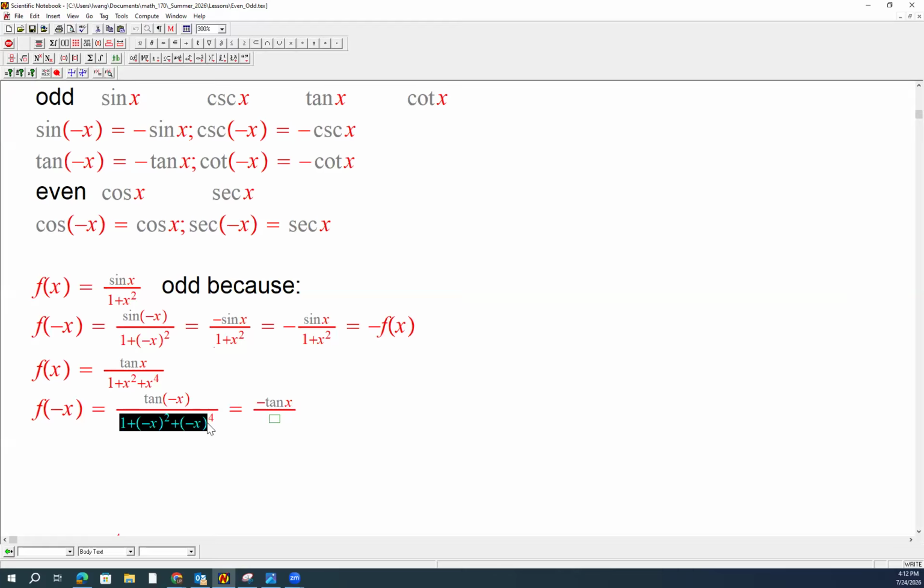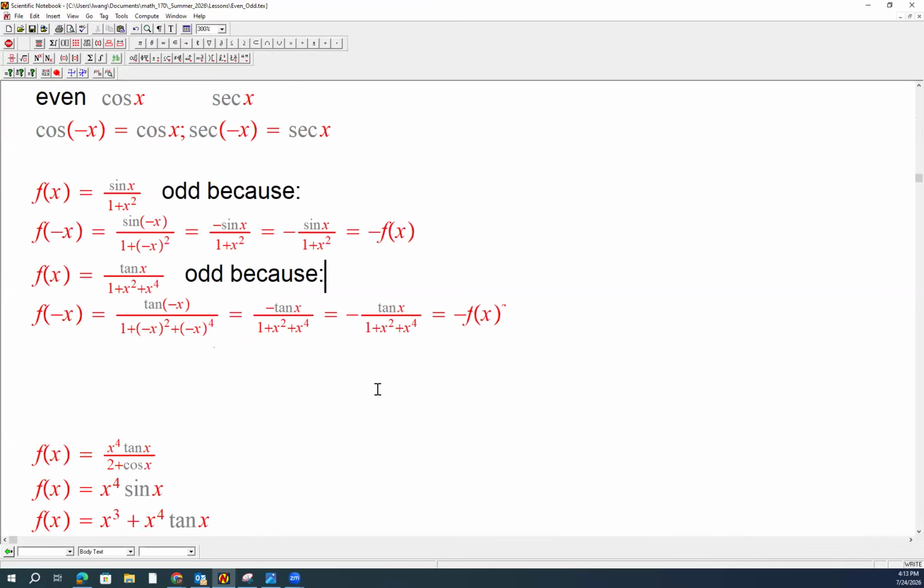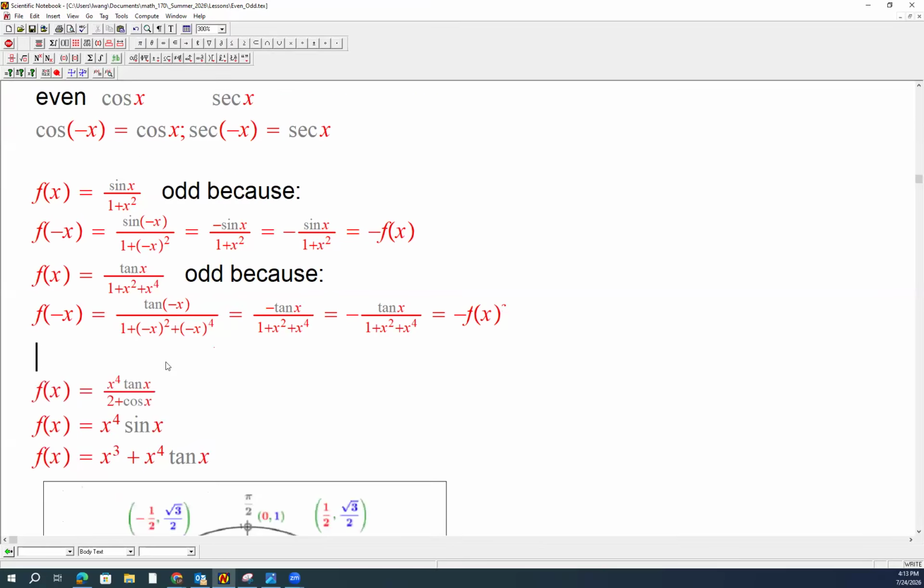In the denominator, negative x squared is the same as x squared, and negative x to the power 4 is the same as x raised to the power 4. So once again, we get negative of tangent x, with a negative sign in front of it and the denominator copied. So once again, we get a negative of f of x. This is our function again. So we got the conclusion and the reason.